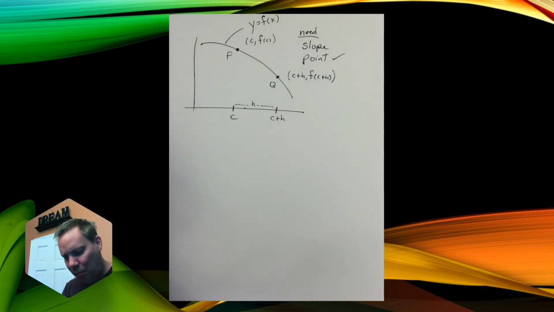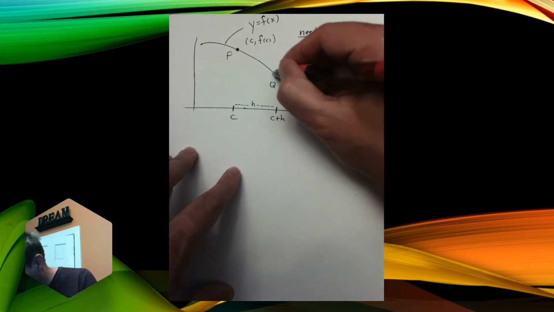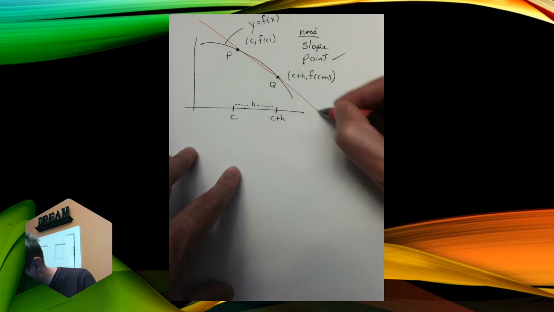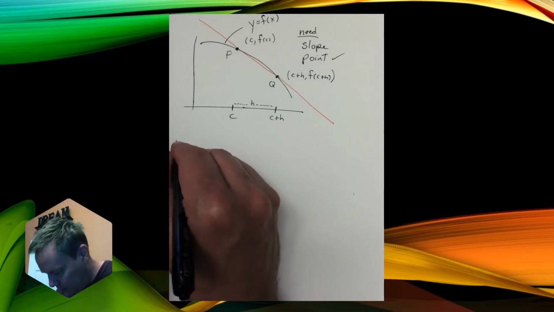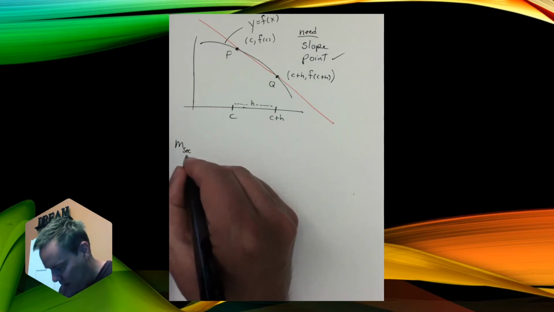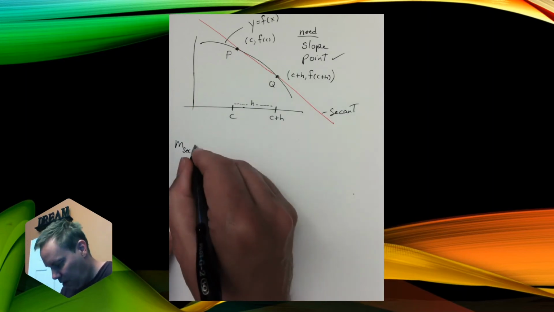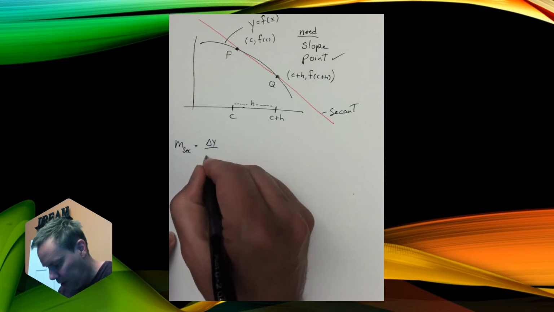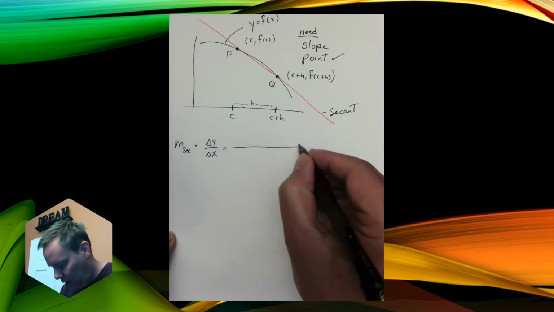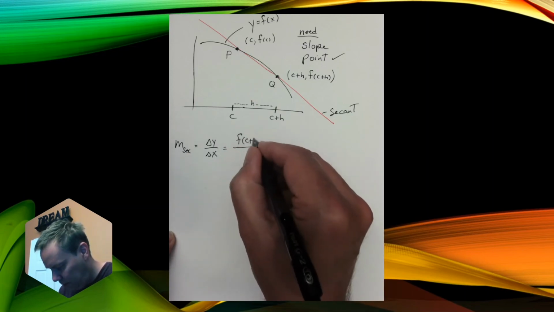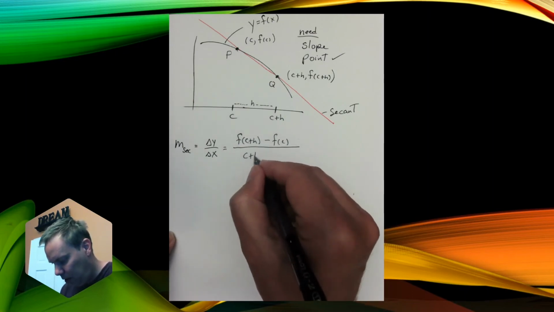If I connect these 2 points up with a straight line, and I will try to do my best on that, I can figure out the slope of that line. So the slope of that line, and I'm going to call it SEC for secant line, is going to be rise over run, delta y over delta x. This is going to be the change in y, which is going to be one y coordinate minus the other y coordinate, and then the corresponding x coordinate.